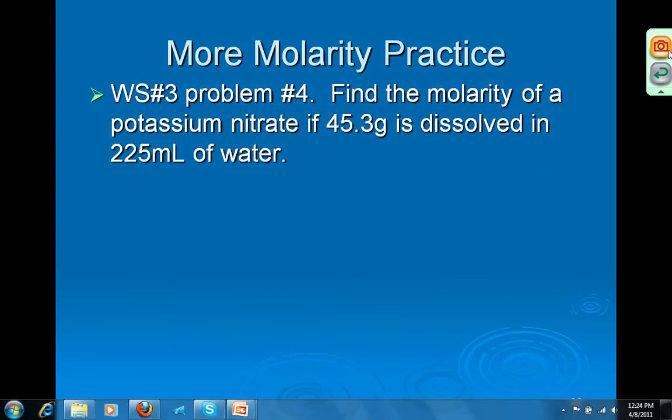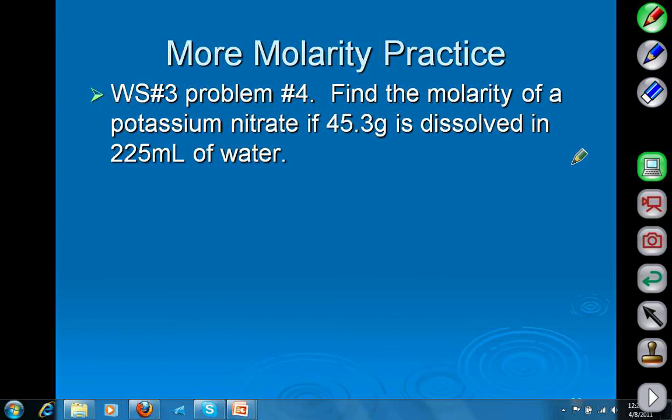Let's do some more practice. This is number 4 from the same worksheet. It says find the molarity if you dissolve 45.3 grams into 225 milliliters. Let's write the formula for molarity. It's moles divided by liters. We already have the volume. We have 225 milliliters, but it's actually 1, 2, 3, move the decimal over 3 times, 0.225 liters. And what we need to do is to change those grams into moles.